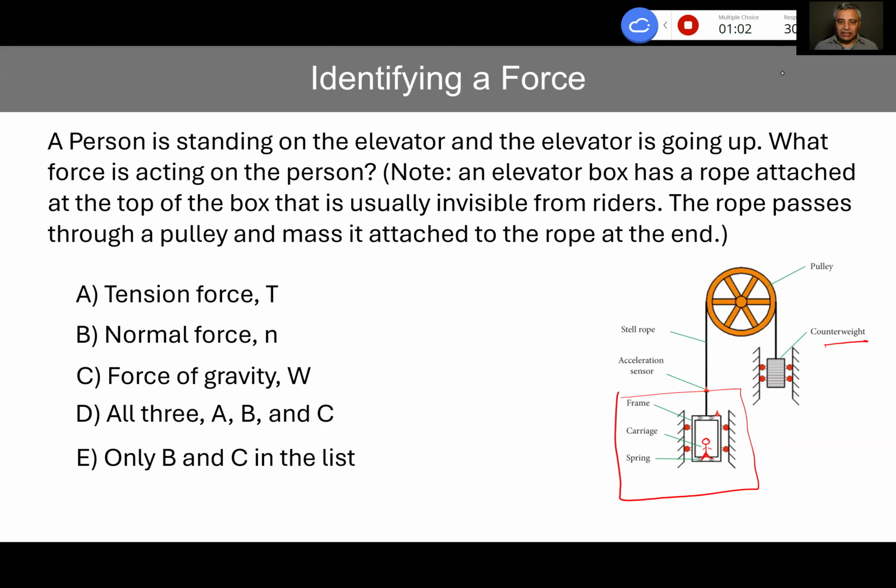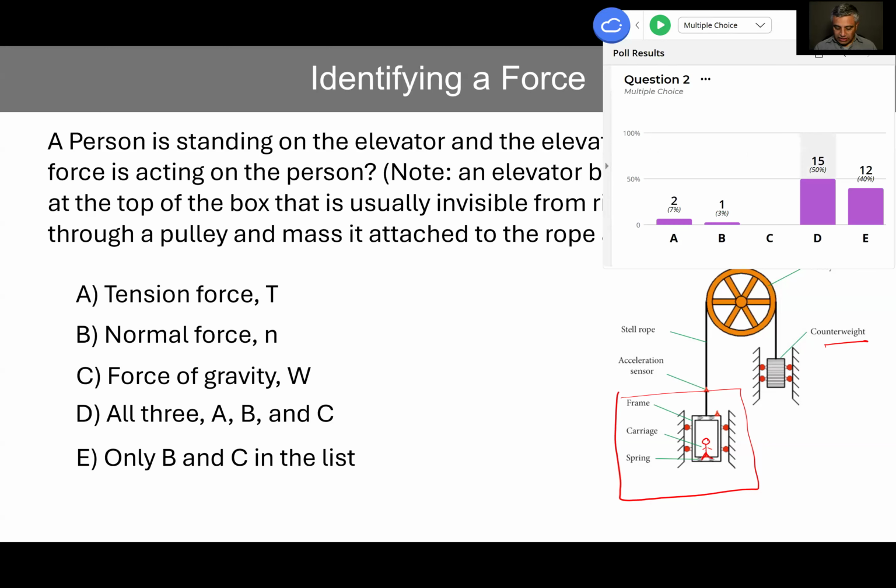30 more seconds. And 5 more seconds. 5, 4, 3, 2, 1, and it stops. Okay, let's see what we got here. So mostly D and A, E.